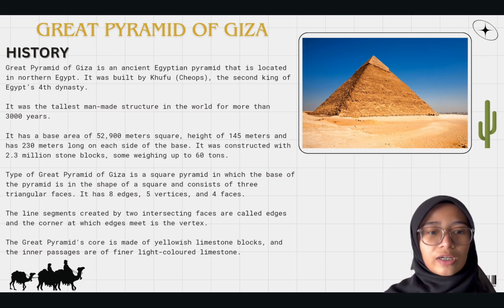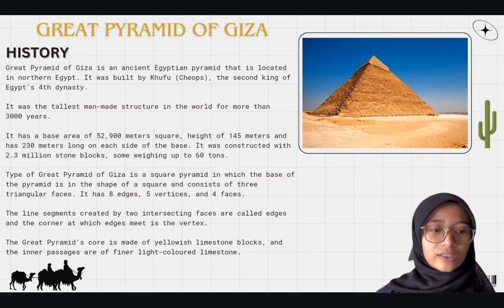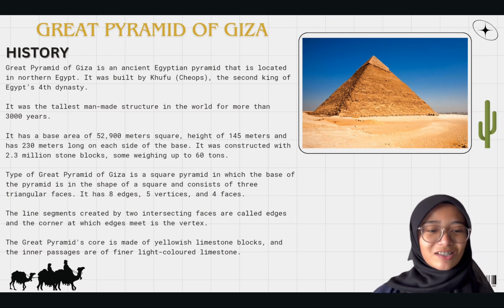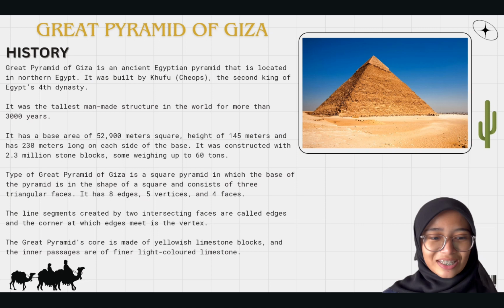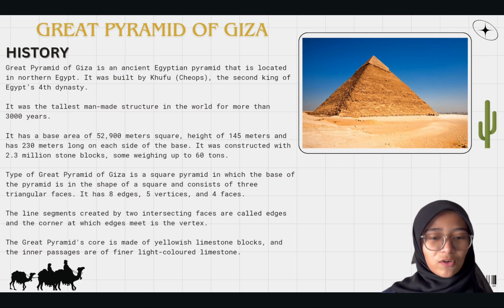The height of the pyramid is 145 meters and it has 230 meters length on each side of the base. It was constructed with 2.3 million stone blocks, some weighing up to 60 tons. The Great Pyramid of Giza is a square pyramid, in which the base of the pyramid is in the shape of a square and consists of 4 triangular faces. It has 8 edges, 5 vertices and 1 base.